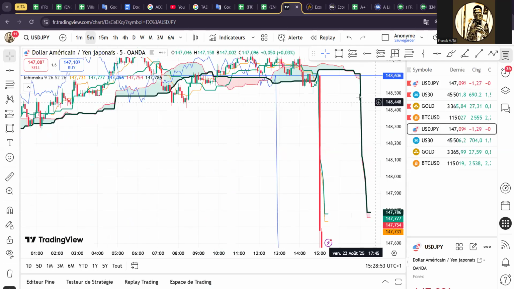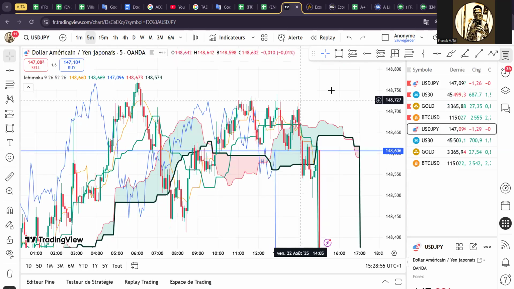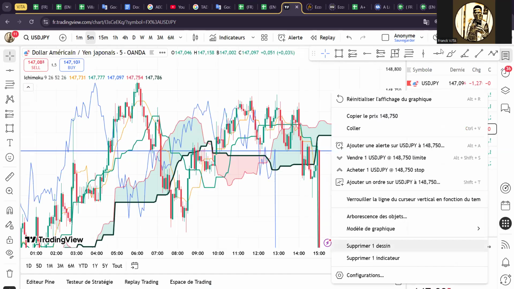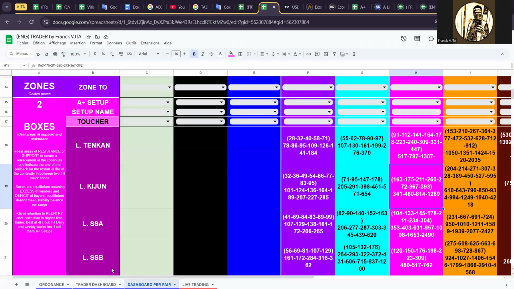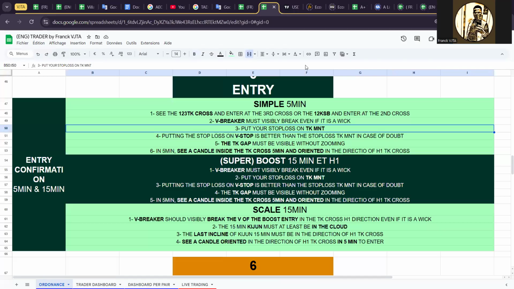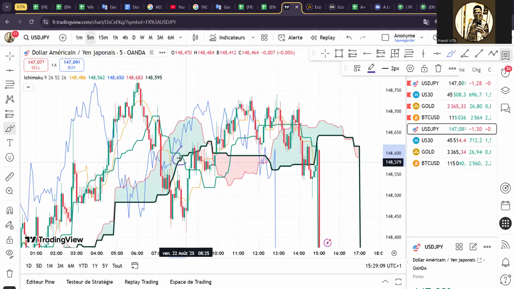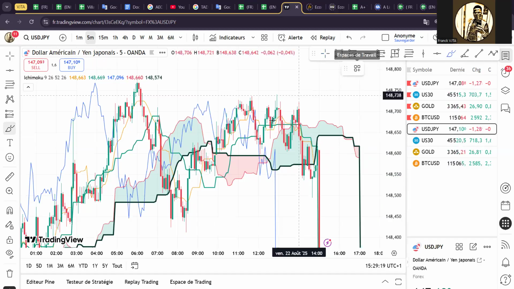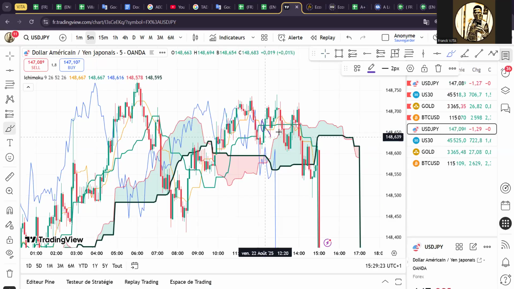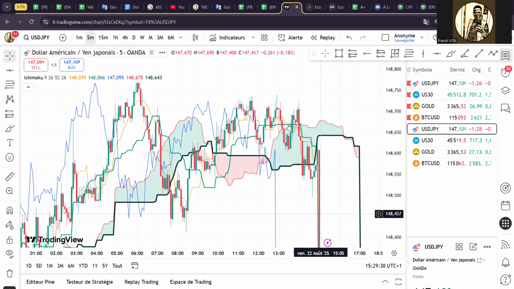So first of all, you need to be aware that 5 minutes will always have what I call here the KSB 1-2. This is the first cross to the downside of KSB. This is the second cross to the downside. So that's the 1-2 KSB, or the 1-2 TK cross. This is the first cross to the downside. This is the second cross to the downside. You can enter on the second cross or the third cross, depending on what the market gives you. For this case, it gave the second cross.